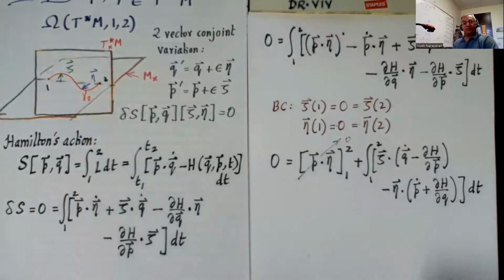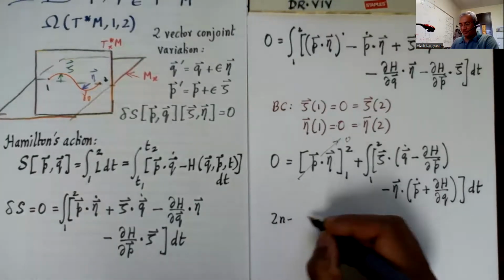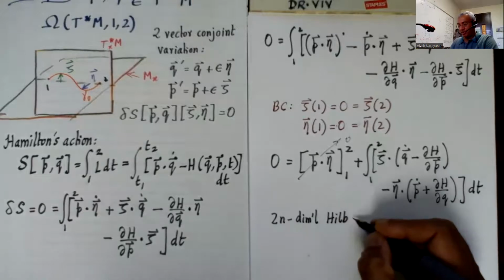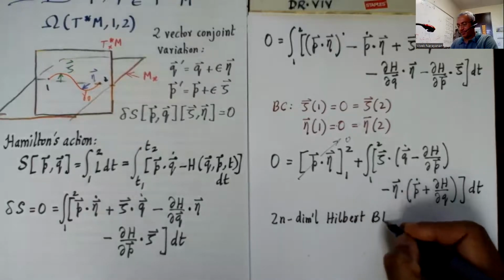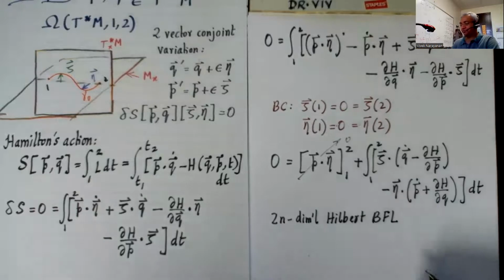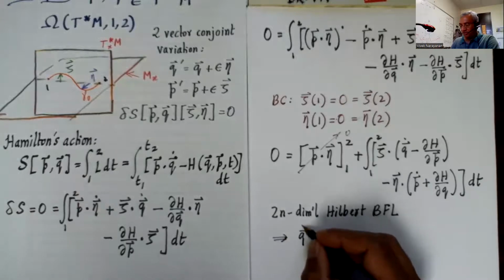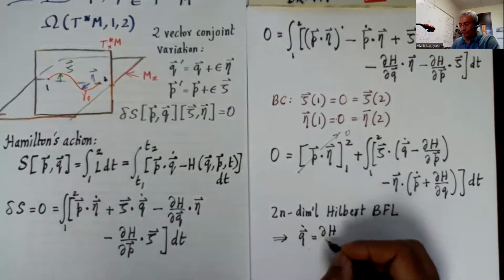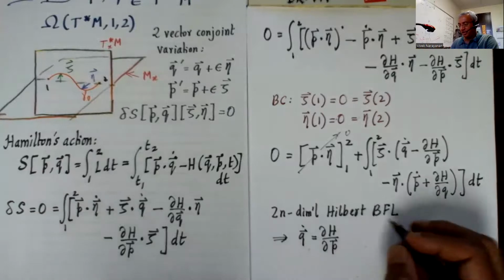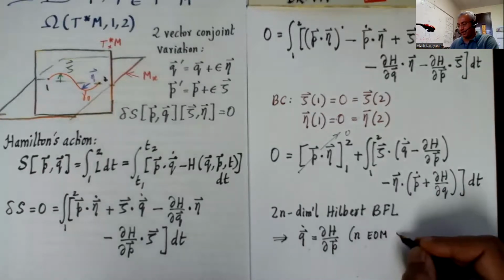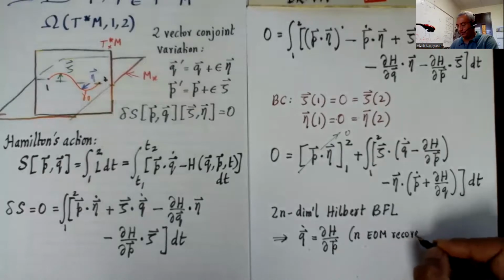And now we use the 2n dimensional version of Hilbert's bump function lemma, which I'll abbreviate as BFL. Each of these terms will be 0. And so we get Q dot equals del H by del P. Those are the n equations of motion that recover the Legendre transformation.